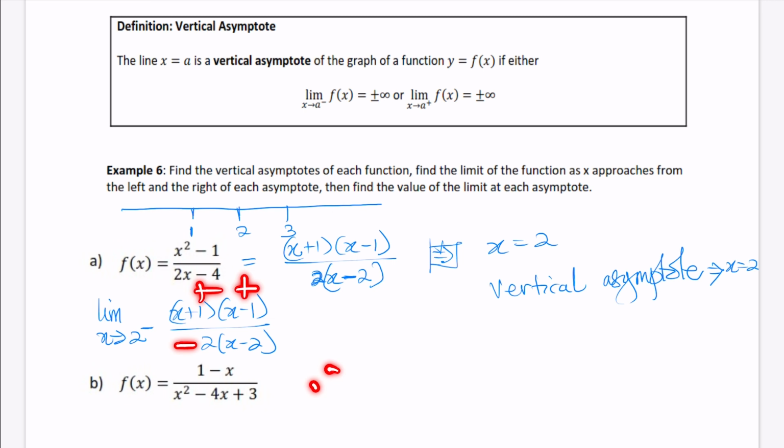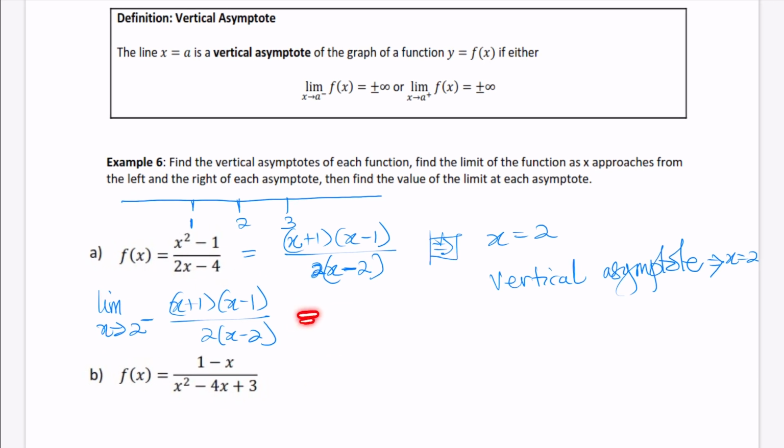So clearly, I have positive, positive, and negative. And what does that tell me? That tells me that my final outcome will be negative. It tells me that this function, as I approach 2 from the left, is going to go to negative infinity.